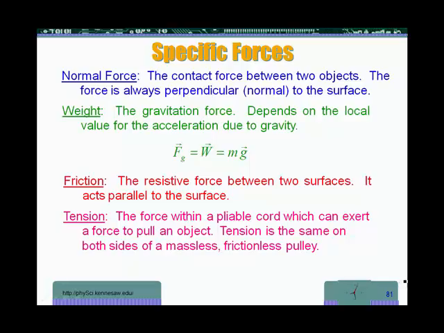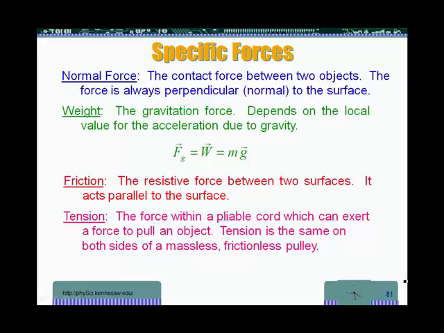Okay, we'll pick this up from where we left it last time. For most motion that we deal with in our everyday experiences, these are the forces we deal with.